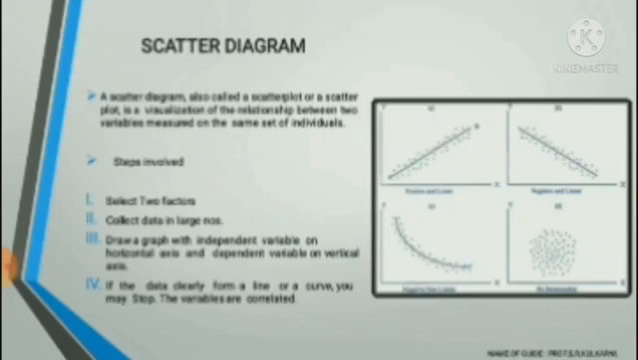Let's see how many steps are involved. First, select two factors. Second, collect data in large quantity. Draw a graph with the independent variable on the horizontal axis and the dependent variable on the vertical axis. If the data form a line or curve, you may stop. The variables are correlated.